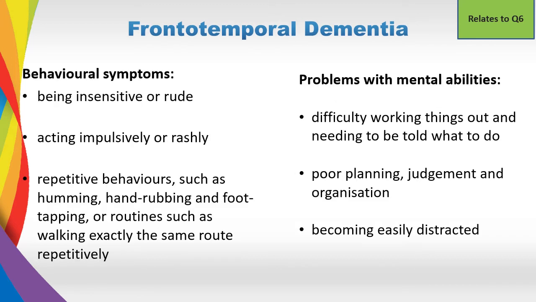So some symptoms and problems that can come with frontotemporal dementia. They can become quite insensitive or rude. They can act impulsively. They may show some repetitive behaviours like humming, rubbing their hand, tapping their feet, or routines like walking the same route. Mental abilities, difficulty working things out, needing to be told what to do, poor planning, judgment and organisation, and becoming easily distracted.